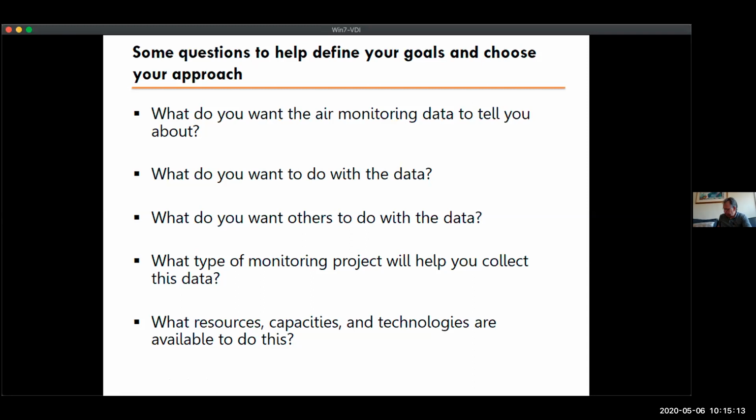So these are a few questions that can help your team define your goals and choose your approach. So what you want the air monitoring data to tell you, what you want to do with it, and what you want others to do with it, as well as what type of project would help you to collect this data, and what resources, capacities, technologies are available to meet your goals. Next slide.